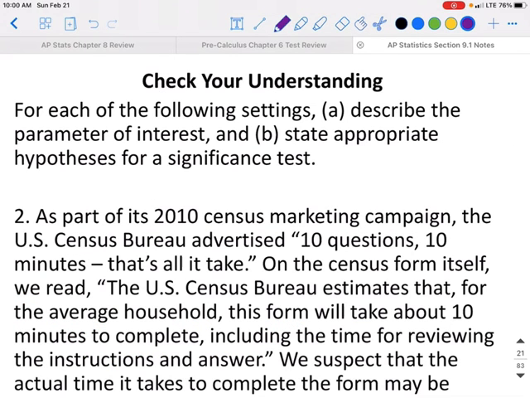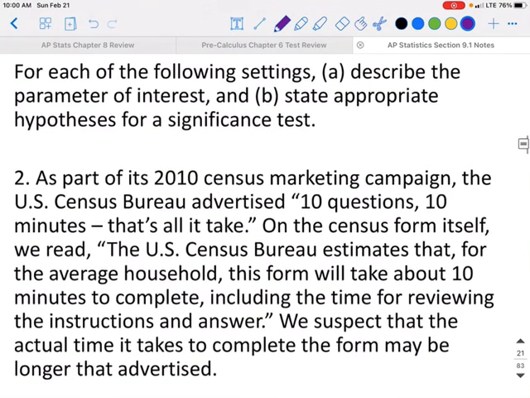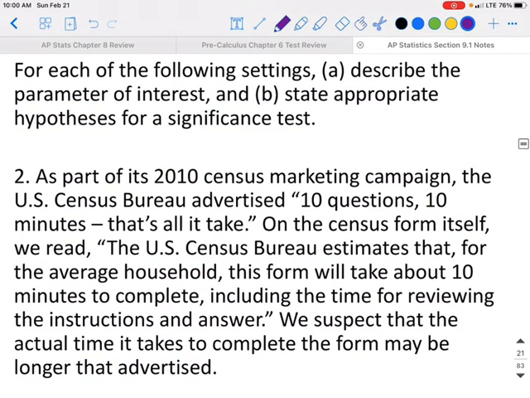As part of its 2010 census marketing campaign, the U.S. Census Bureau advertised "10 questions, 10 minutes. That's all it takes." On the census form itself, we read, "The U.S. Census Bureau estimates for the average household, this form will take about 10 minutes to complete, including the time for reviewing the instructions and answers." We suspect that the actual time it takes to complete this form may be longer than advertised.